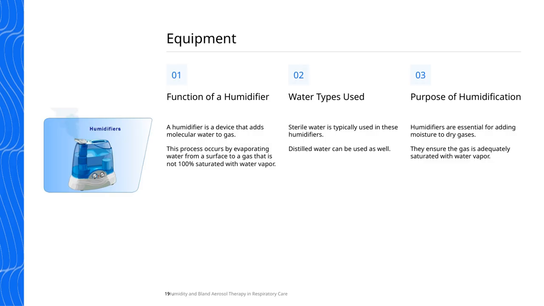A humidifier works by adding molecular water to the gas. This process involves water evaporating from a surface into the gas, which is not yet fully saturated with water vapor. This evaporation increases the humidity of the gas, making it more compatible with the natural conditions of the respiratory system. Understanding this process is key to ensuring effective humidification and optimal patient care.